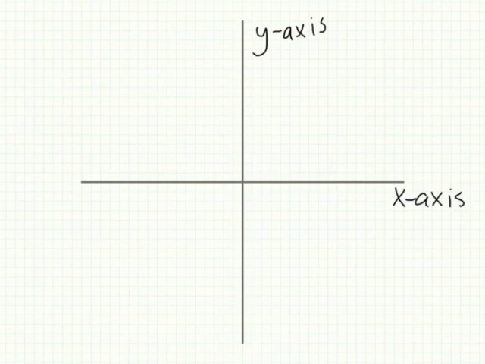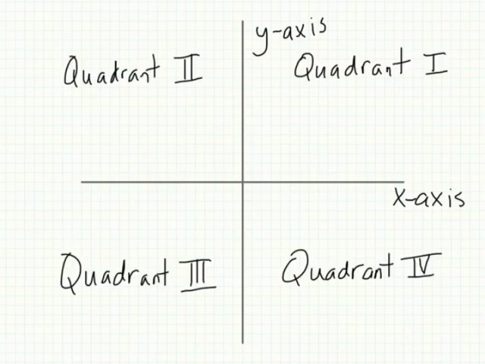So this is a coordinate plane. We have an x-axis and a y-axis. Now within this system there are 4 quadrants. And that's going to be quadrant 1, quadrant 2, quadrant 3, and quadrant 4.